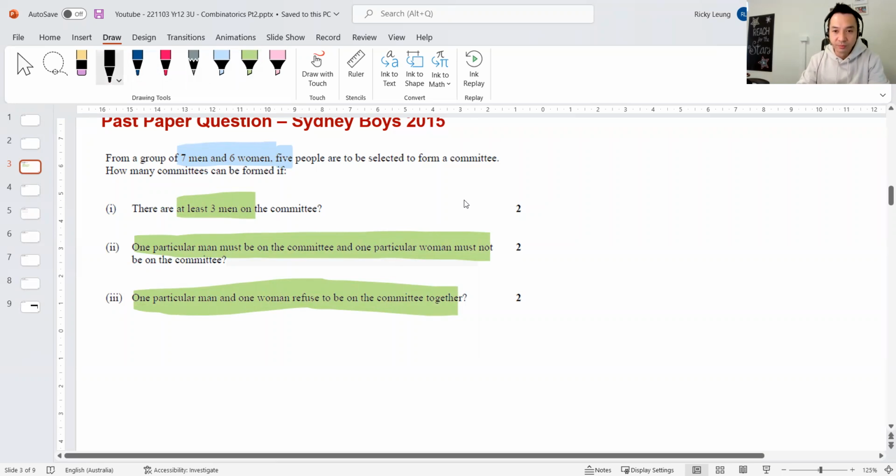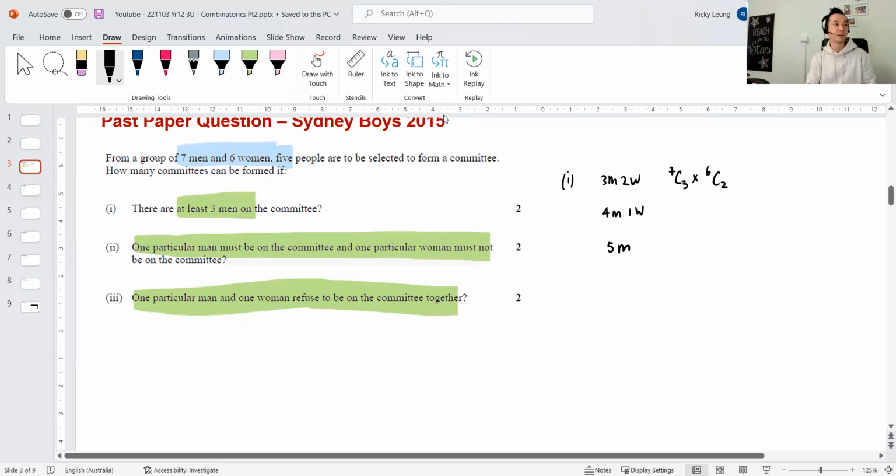So let's do it. So part 1, it's cases, right? At least 3 men. So the cases there are, how many men are there? 7, and we're selecting 5. Okay, cool. So you can have a scenario where there's 3 men, 2 women. You can have 4 men, 1 woman, and then of course a 5 men committee, right? So to do this, obviously we add the results from each. From 7 men, choose 3, and then from 6 women, choose 2.